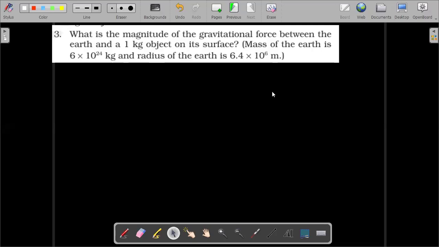Sir, so radius is given in meters already. Yeah, radius is given here in meter only. Sir, and the value of capital G is 6.67 into 10 to the power minus 7? The value of capital G is constant. That's 6.7 into 10 to the power minus 11. Yes, sir. Got it.